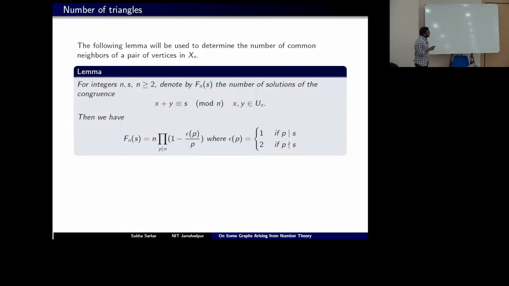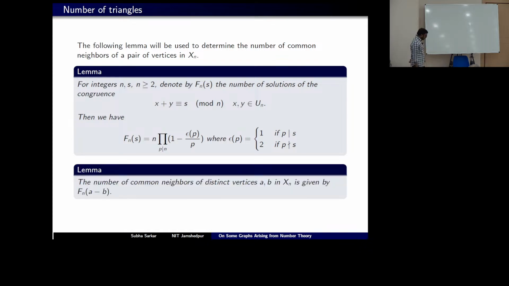Now the proof is not very difficult. First we need to prove this for prime powers. We will find some value, that value is easy to compute. Then using the Chinese remainder theorem we can lift that result to general n, and then that number will be the product of all such numbers. So this is how the proof comes. Using this result we will try to show that if we have any two distinct vertices a and b of Xn, the unitary Cayley graph, then the number of common neighbors is given by fn of a minus b, where fn of s is the number of solutions of that congruence problem.